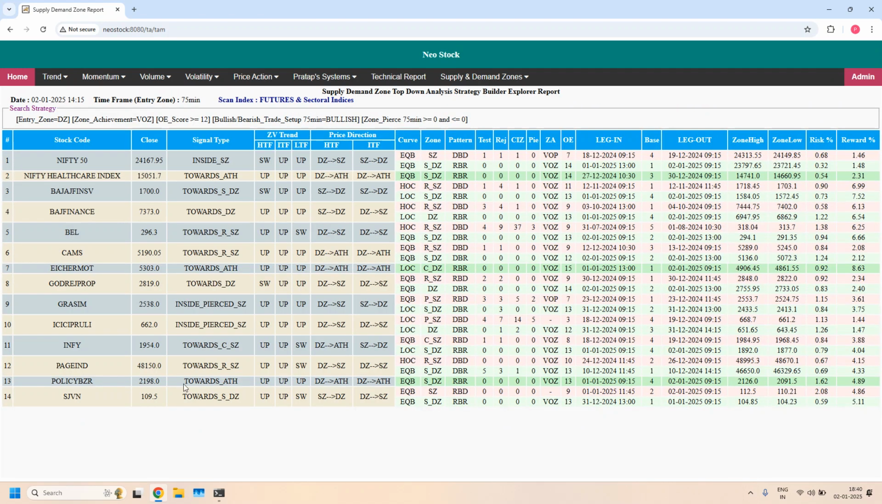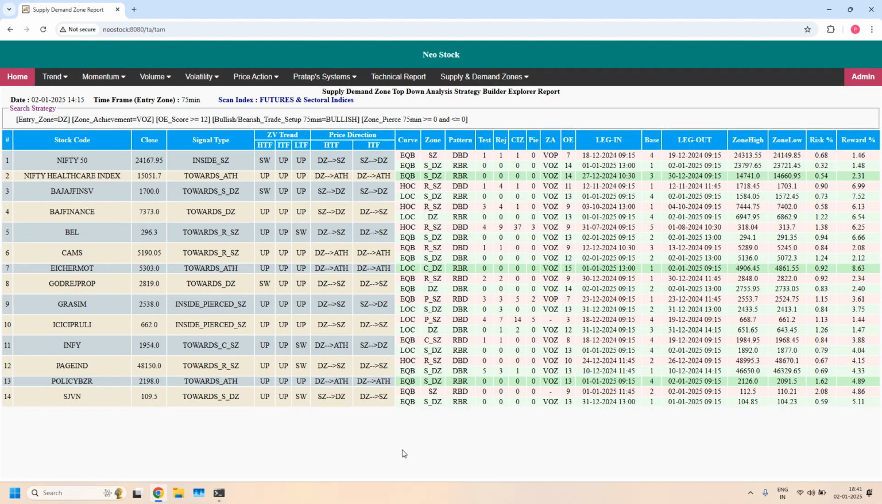Let's verify. We got 14 stocks. These 14 stocks are supporting bullish trade setup for weekly income trade, and entry time frame zones are 75 minutes demand zones. All these are 75 minutes demand zones. And these 75 minutes demand zones are having some high probability based on the high liquidity zones. Apart from that, we can also further filter based on the zone confluence.